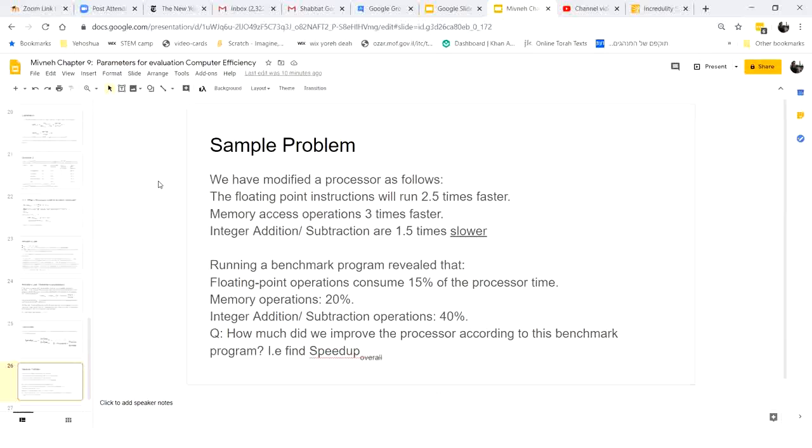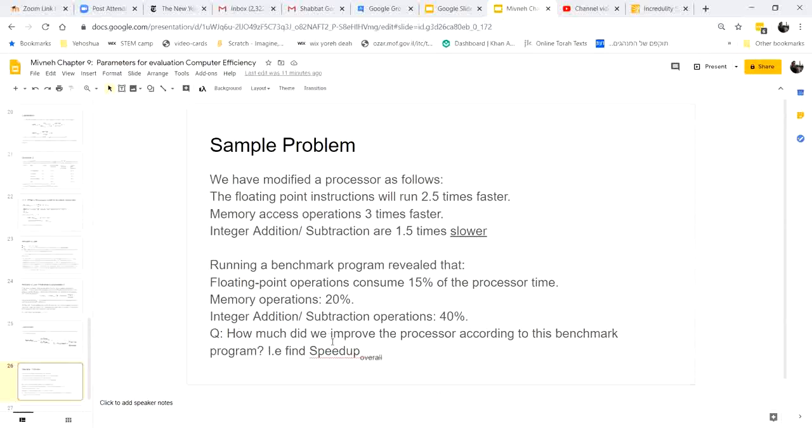How much is that together? 20 and 15 and 40? Is that 100%? 75. 75%. Why is it not 100%? Because the other part can't be improved, obviously. Right. So there are other instructions that are not floating point, not memory, and not addition. They're branches, for example, or jumps. And those are not improved or made worse.